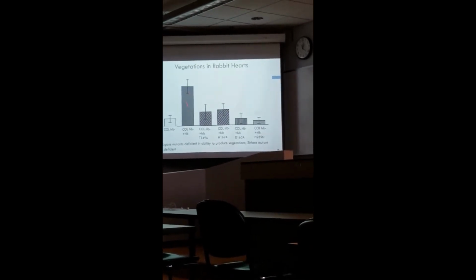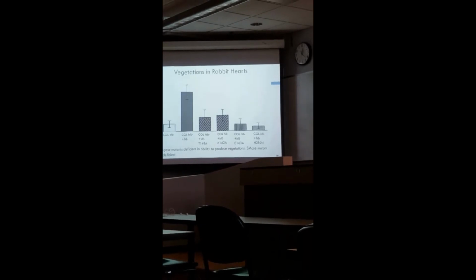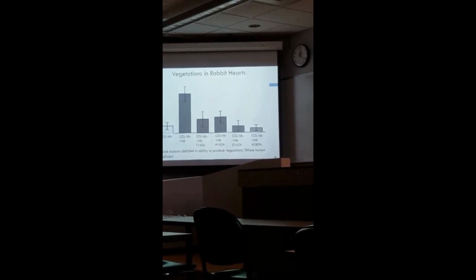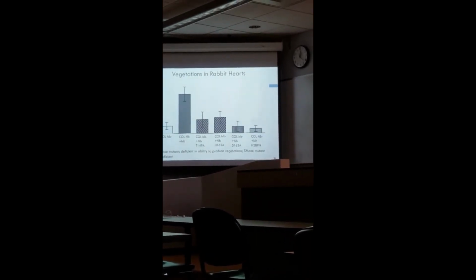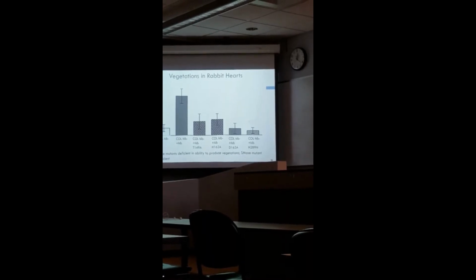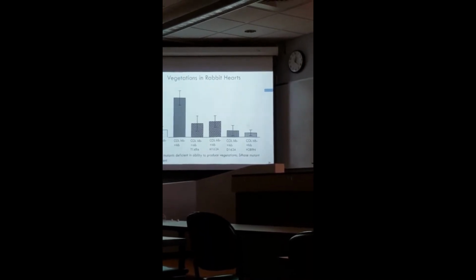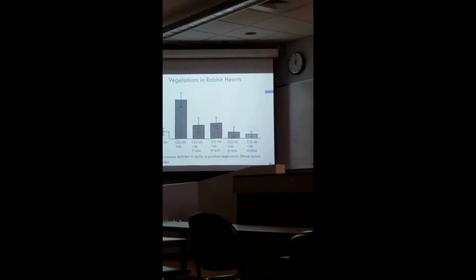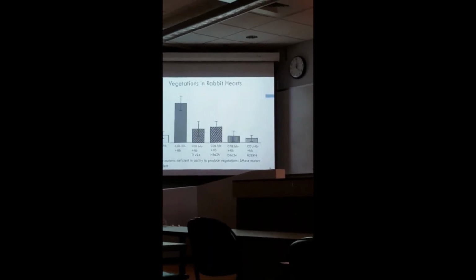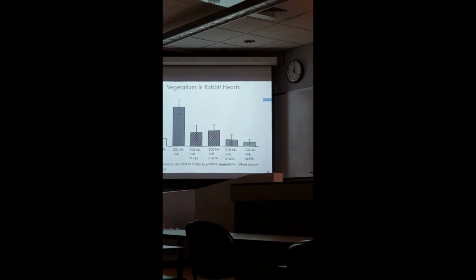So here we can see the wild type. Here are the vegetations. There are a lot of vegetations, whereas here is the Staphylococcus aureus without the beta-toxin, and the level of vegetations in that was really similar to all the mutants. So this one on the right was the sphingomyelinase mutant, and these three were the biofilm ligase mutants.